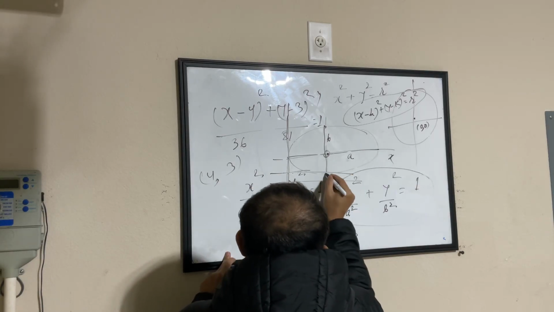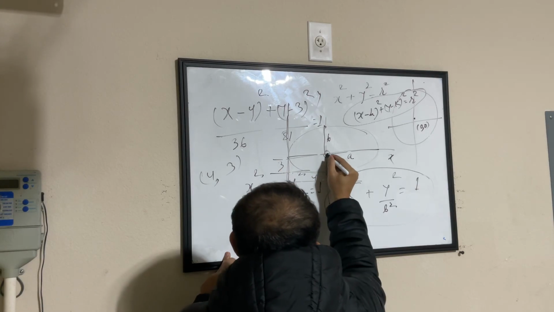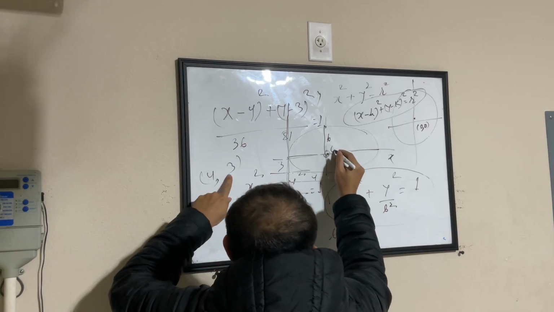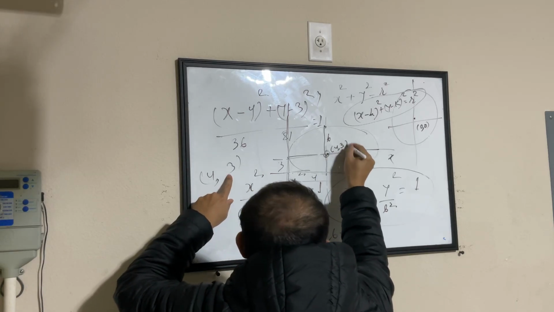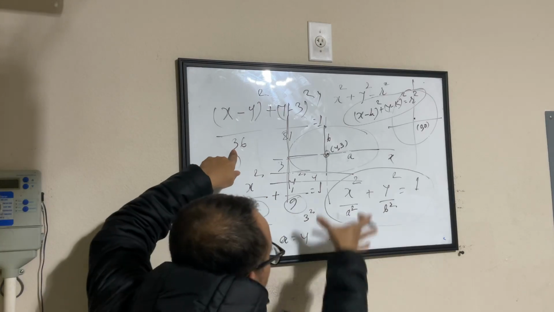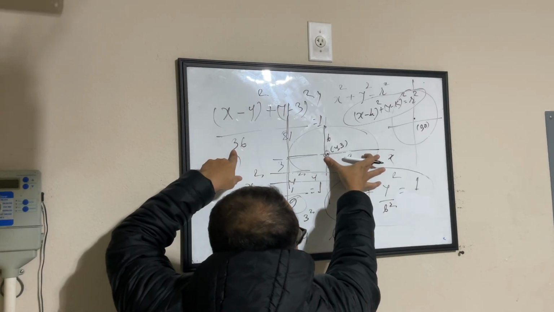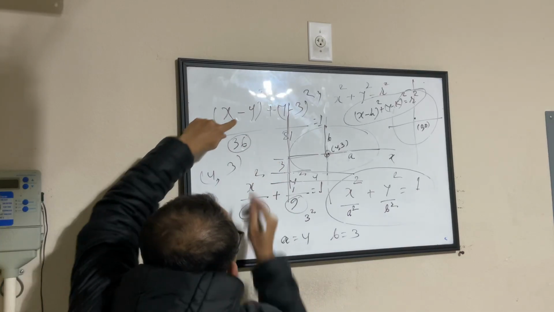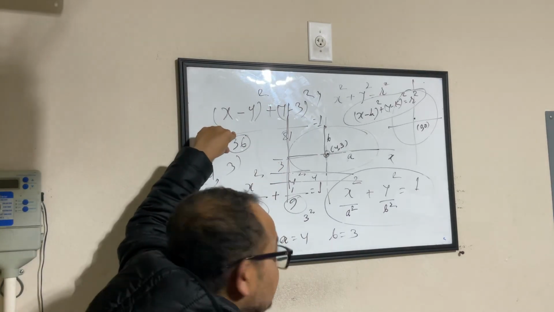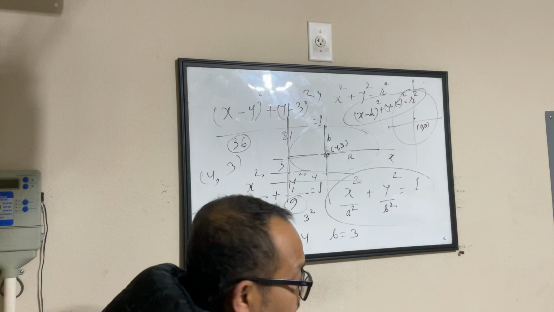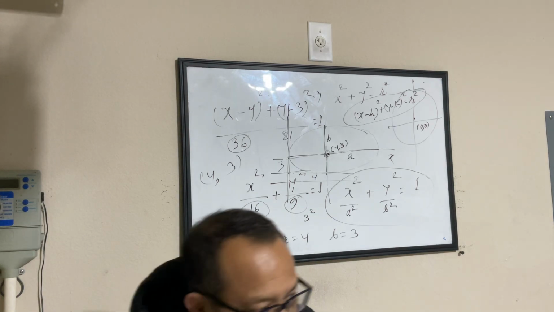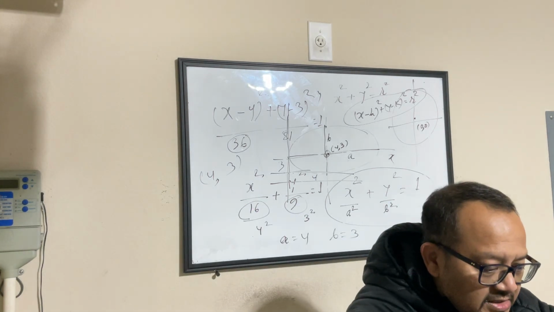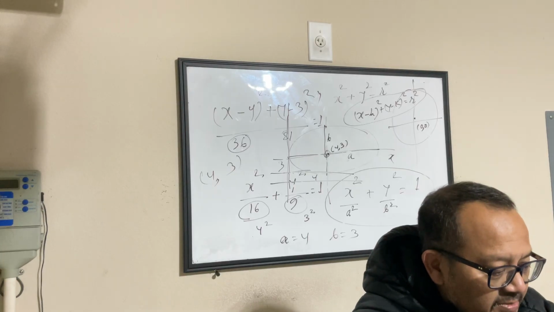So that is how this is 4 and this is 3. So you know that the center of this ellipse is (4, 3). And from this you know your major radius. Now look at this. This is the radius along the x-axis, and this is the radius along the y-axis. Now, can somebody tell me which one is the major axis? Is A the major axis or is B the major axis here?